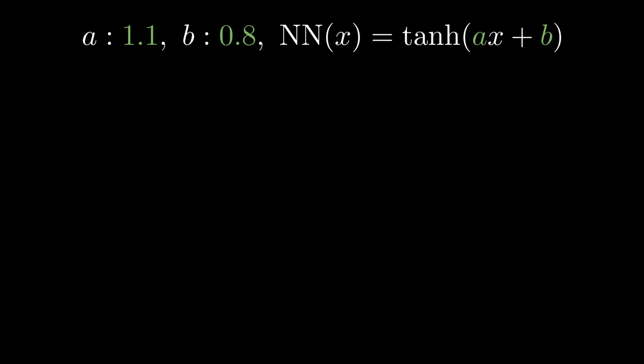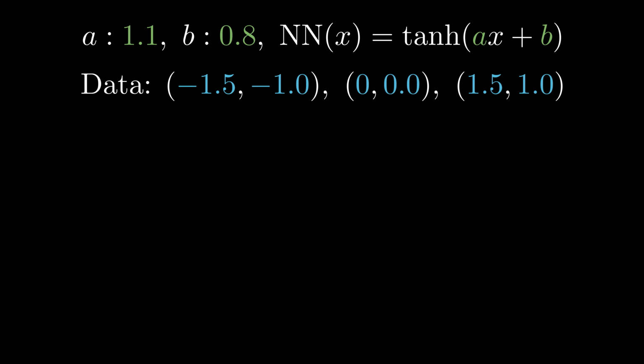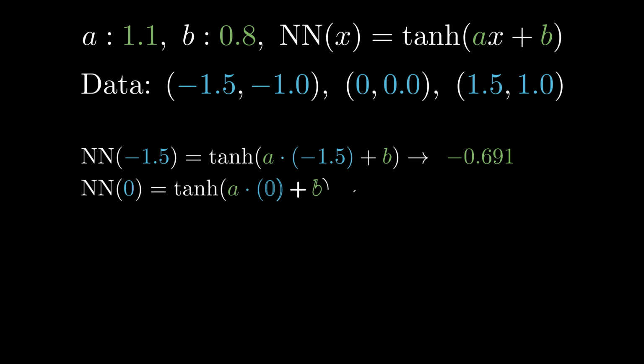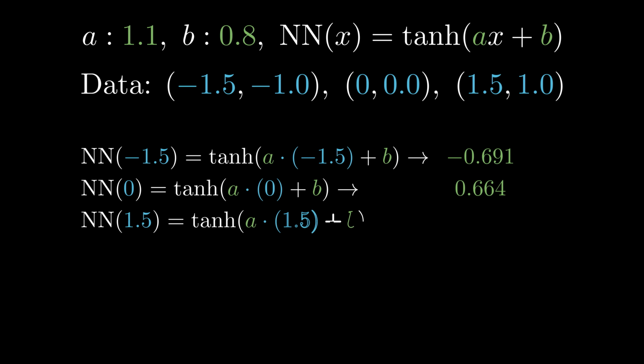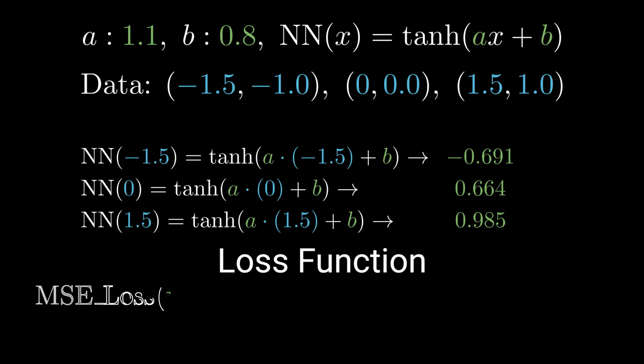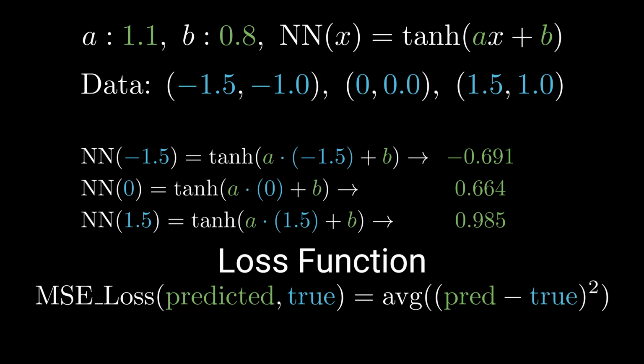Remember that we don't actually know what the target function is, we only have a sample of data points. So let's take 3 data points from a sine wave. We can now give our network each input from the dataset and ask it to predict each output, and then compare the predicted outputs to the true outputs. We measure the difference between these 2 values using what's called a loss function. In this case, we will use mean squared error, but there are many other loss functions for different tasks.